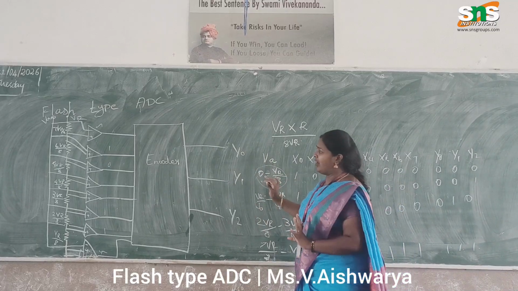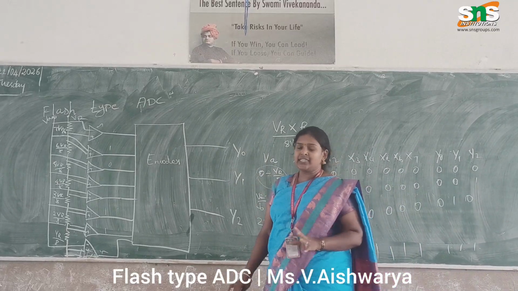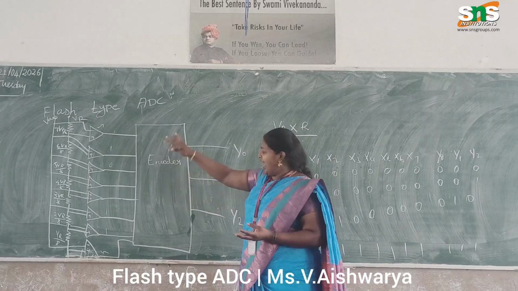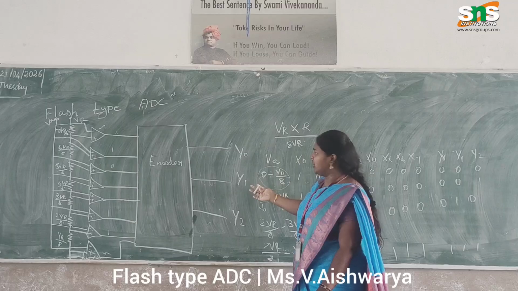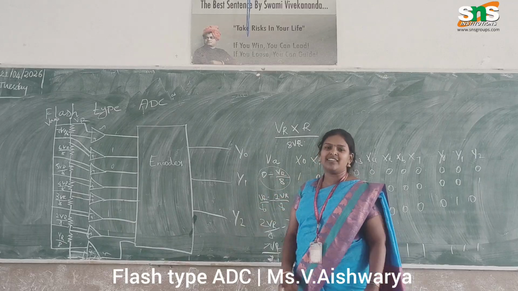So this is how the Flash Type ADC works. It accepts the analog signal, and after processing using the comparators, it converts that signal into a digital format. Thank you.